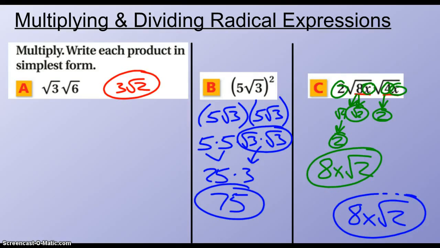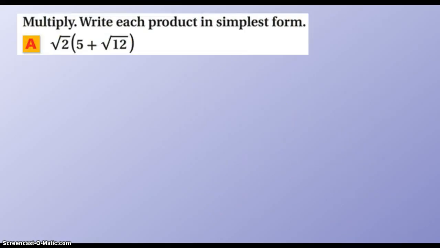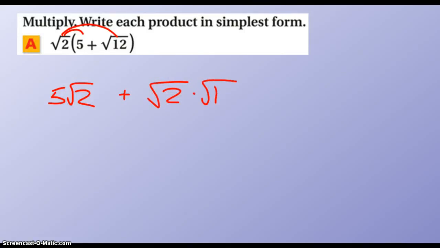Alright, last example here. You can also use the distributive property. You can distribute an irrational number. So I could take the square root of 2 times 5 and get 5 square root of 2. And then take square root of 2 times the square root of 12. And you can do that many different ways. As you know, you could go, okay, square root of 2 times square root of 12, or you could break down the square root of 24. Doesn't matter.